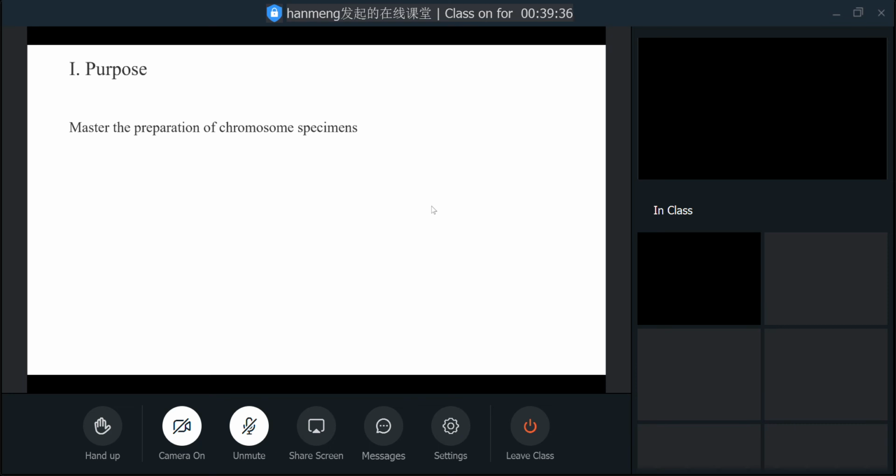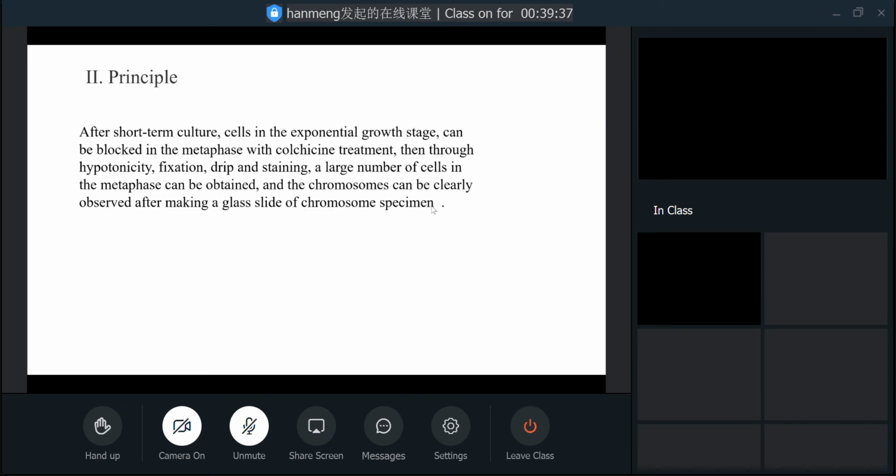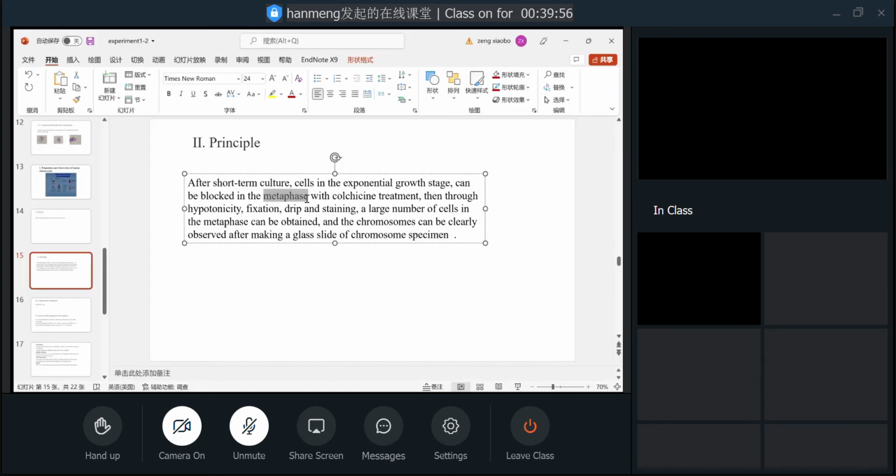So first, we will learn the principle. After short-term culture, the cells in the exponential growth stage can be blocked in metaphase with colchicine treatment. Then here you should pay attention. Why in metaphase?